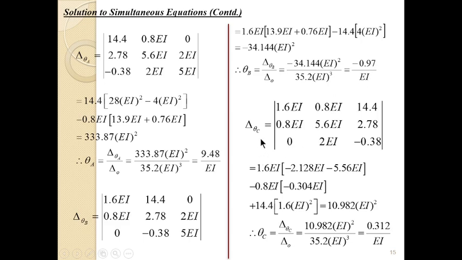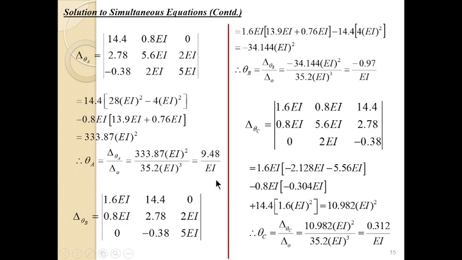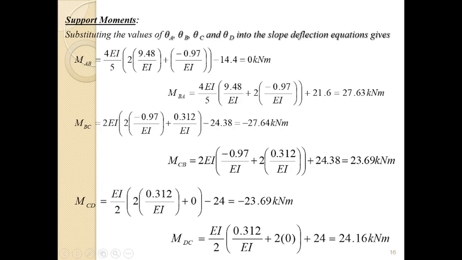And so we do the same thing for theta C by replacing this last column with this answer column. So if we do that, this is what we have. We find the determinant delta theta C, it gives us this. And so when we find theta C, it will be delta theta C all over delta naught. That gives us 0.312 over EI. So by doing this, we have been able to calculate the three unknown support rotations, that is theta A, theta B, theta C. Remember theta D was 0.